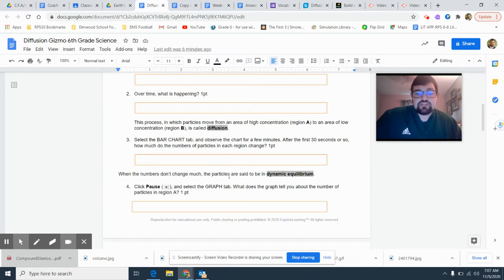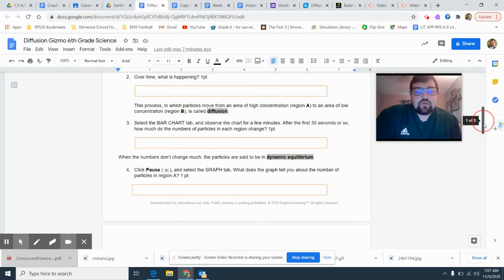So when the numbers don't change much, the particles are said to be in dynamic equilibrium. Equilibrium sounds like it means, you hear the word equal in it. So it's when a substance is not changing, it's at equilibrium. The reality is in nature, it's always changing, but it's changing at the same rate both ways. So it doesn't actually change overall. It's kind of like we're always making decisions and stuff, but we're still who we are, right?